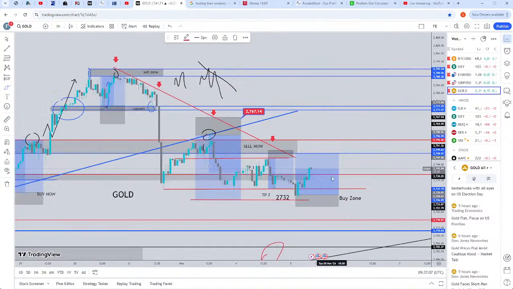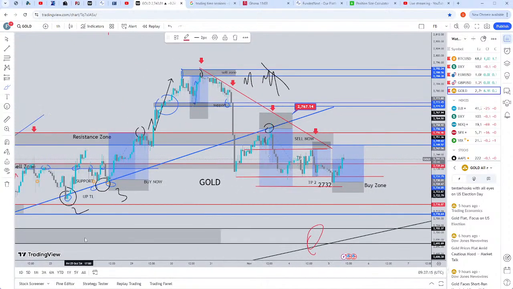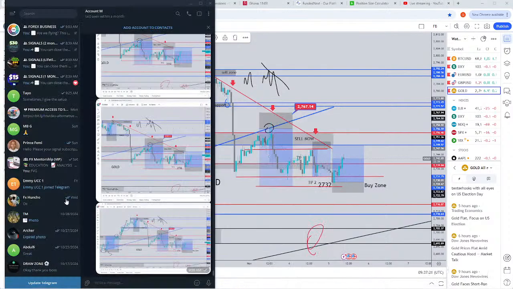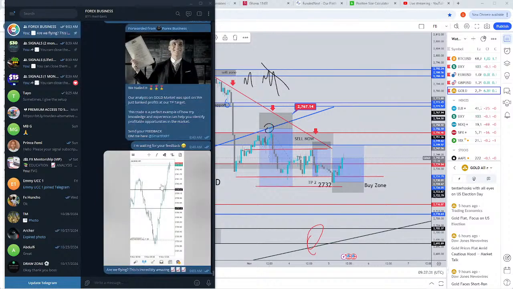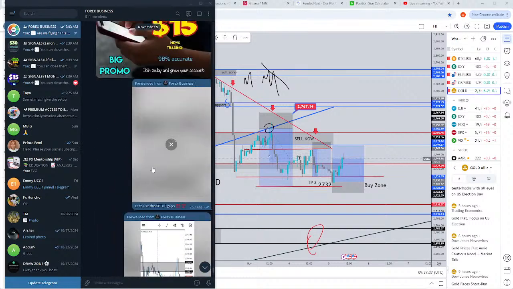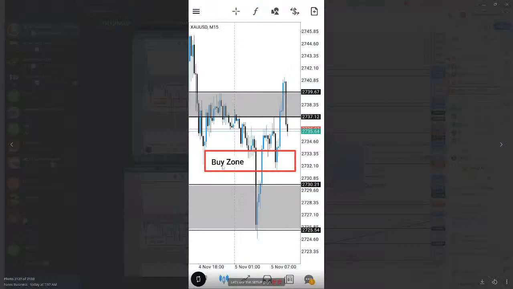Now this morning, if you can see, we entered from this point. For instance, let me just go to our page right now. If you go to our Telegram right now, let me go to the general page. So with the general page, this is what I said early in the morning when I got up. I saw this. Let me open it. So I saw this setup.